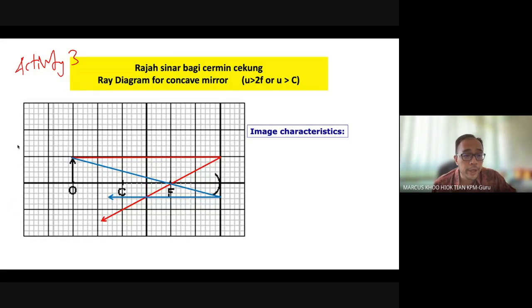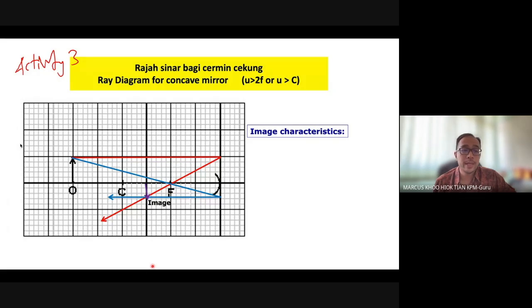Okay, let me point it out to you. The intersection point is over here, right? Okay, so that's where you put the image. Okay, actually, if you draw rule number three directly through the center, you will also get the image over here. Okay, so this is where the image is.